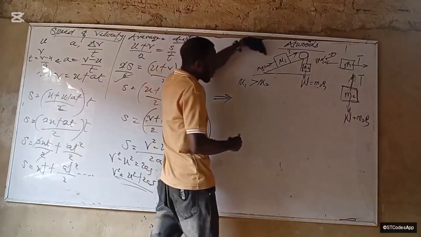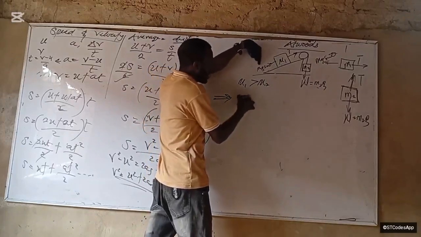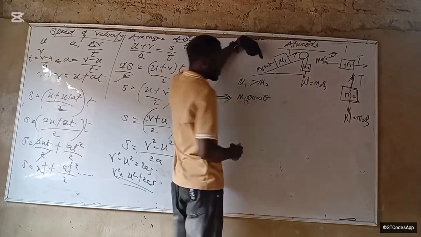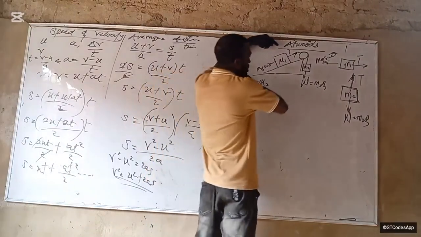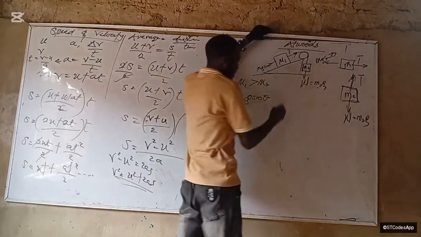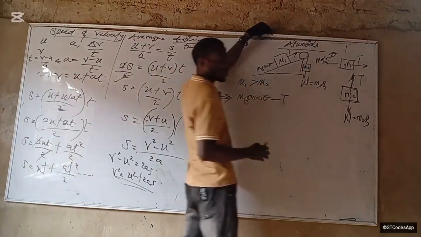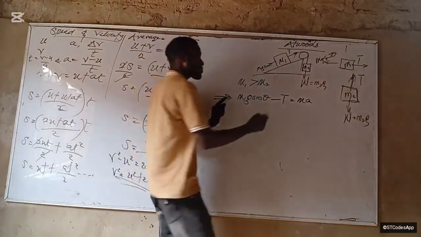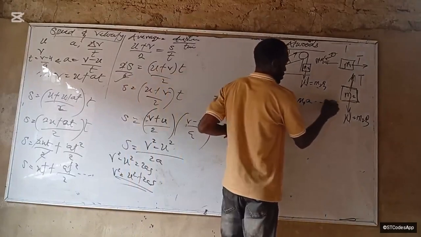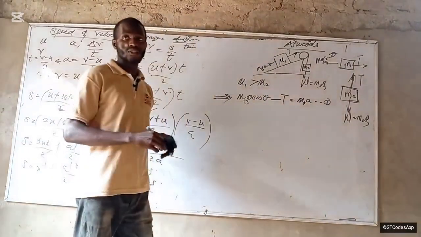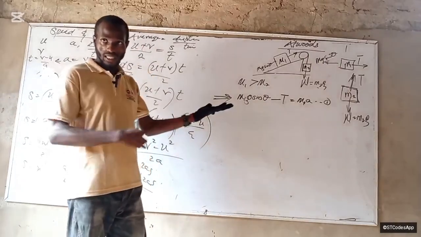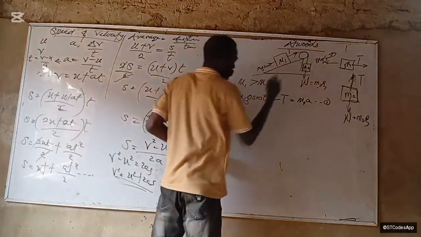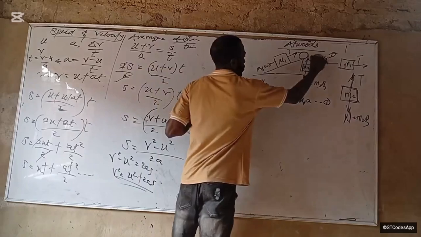So for this body here, the sum of forces: this one is in the direction of motion, so m1 g sin theta will be what? Positive. Does that make sense? Tension is in the opposite direction, so it's what? Negative, right? So m1 g sin theta minus T is equal to m1 a, for body M1, equation 1. If you don't understand this, raise your hand. For what we did last time, is this clear? Are you sure? Okay.